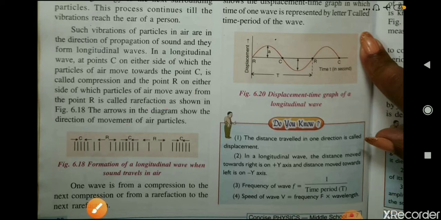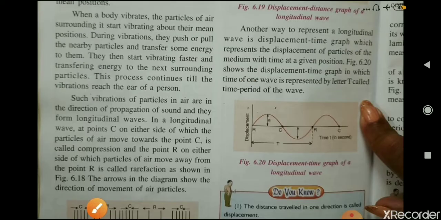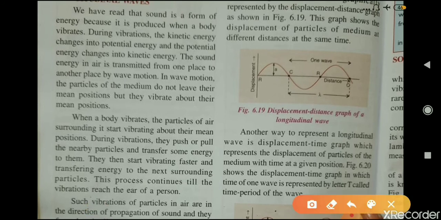When the air particles move towards a particular point, that is the compression part, and this is the rarefaction part. One wave is complete from one compression to the next compression, or from one rarefaction to the next rarefaction. As you can see in this diagram, from compression to compression, or rarefaction to rarefaction, this is one complete wave.